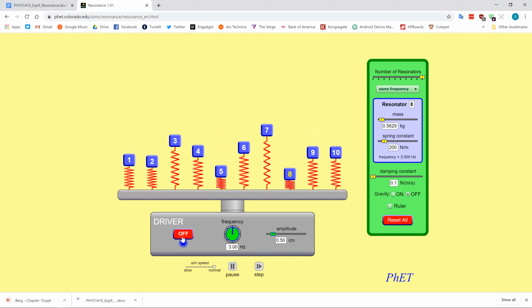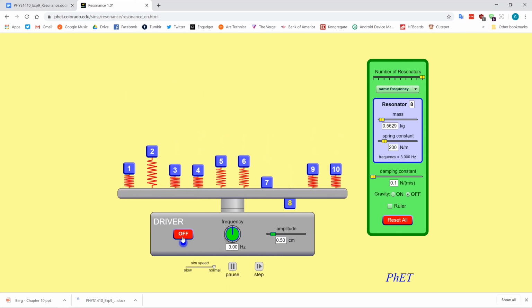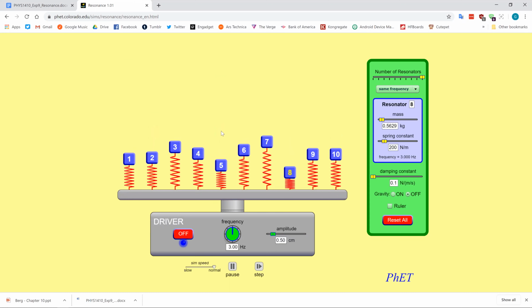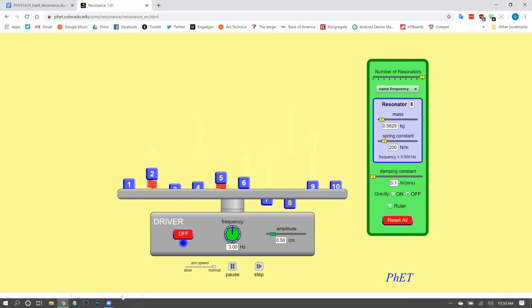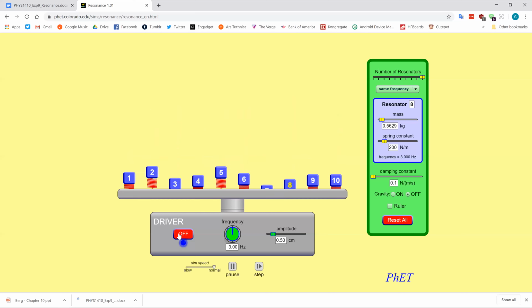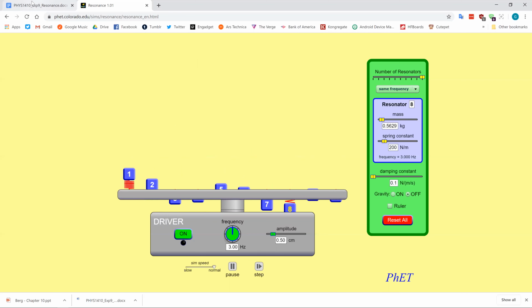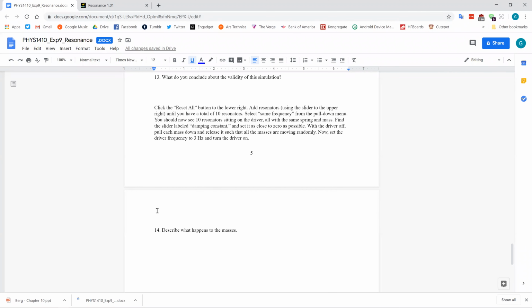You'll notice they all start kind of random, but then they all sync up, though this one is a little bit bigger because I had sprung that one quite a bit. So that last question, you're just describing what happens when you turn it on initially, how does it go from being out of sync to being in sync, essentially. That's the whole thing there. So that's it for this one.